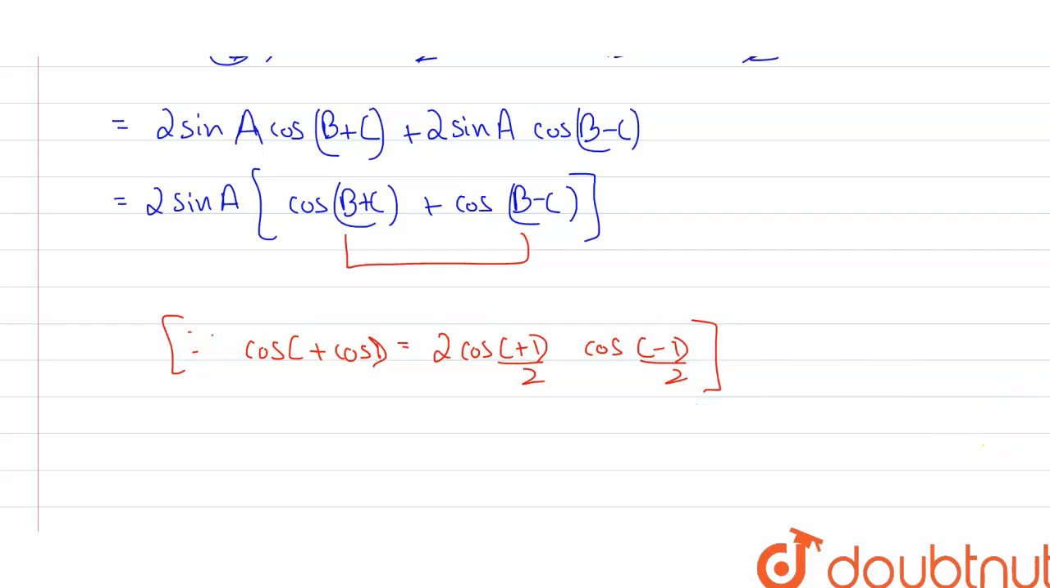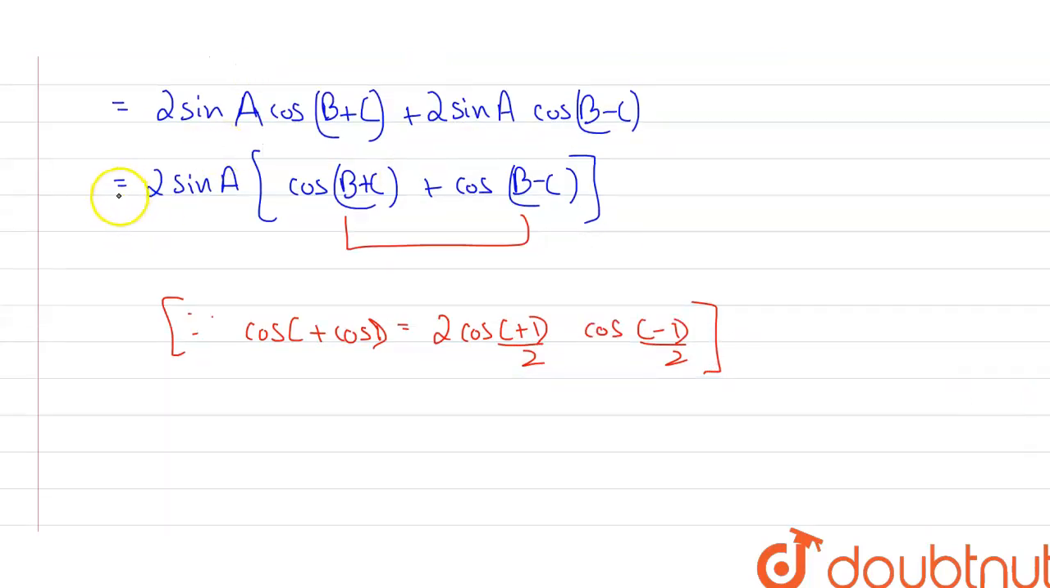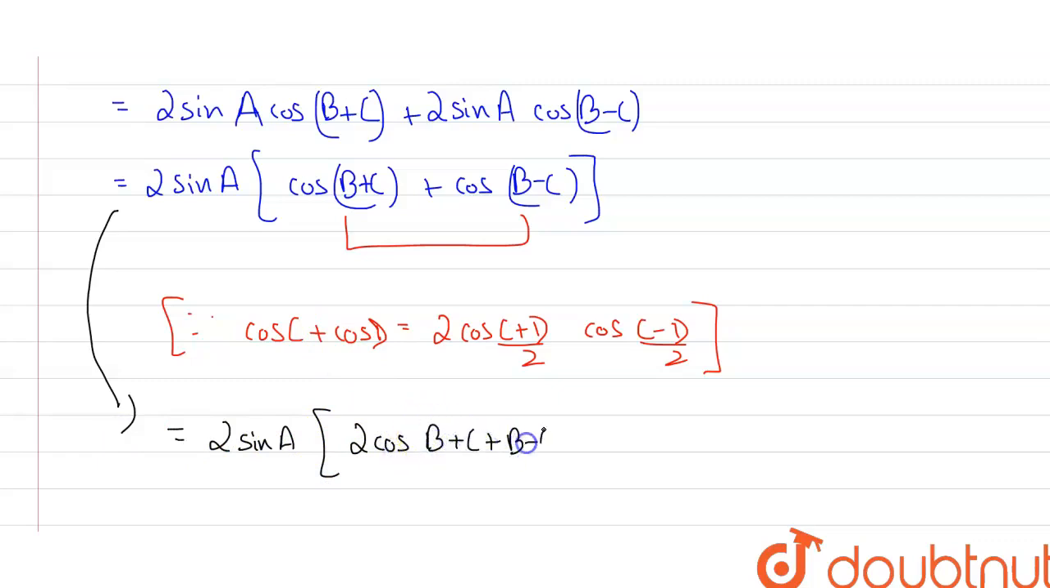Okay, so after moving further, this LHS part will become what? Here I can write 2 sin A, and here cos B plus C. This will become 2 cos of (C plus D), meaning B plus C plus B minus C divided by 2, and here 2 cos of (C minus D), that is B plus C minus of B and plus of C, because there's a minus here. So now you can see that this C and this C cancel out, and this B and this B cancel out.